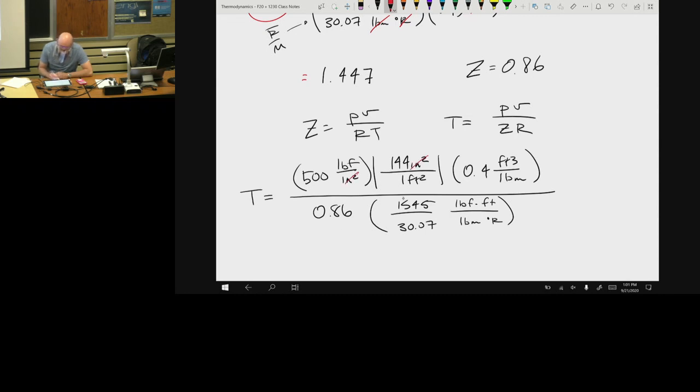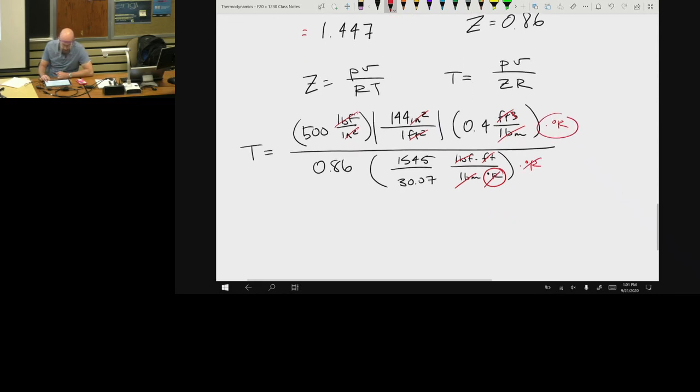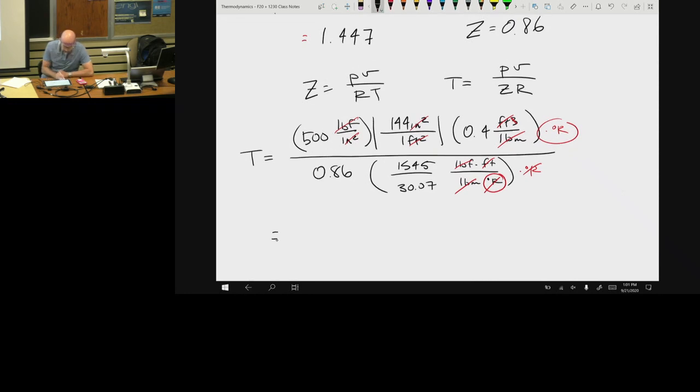Inches squared goes away. Two of my feet are going to go away. Pounds force are going to go away. The rest of my feet are going to go away. Pounds mass go away, and I have units remaining of degree Rankine, which will go into the numerator by taking this side times Rankine, this side times Rankine, and so we are okay. We have units of Rankine. We're good to go.